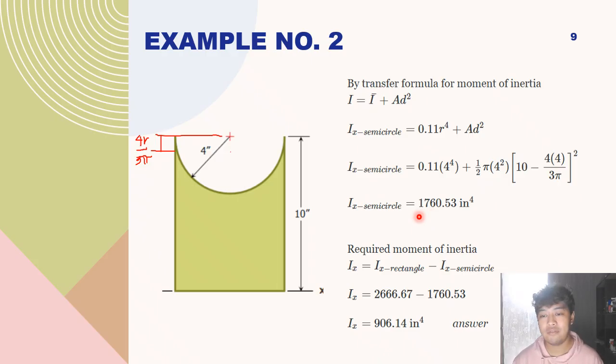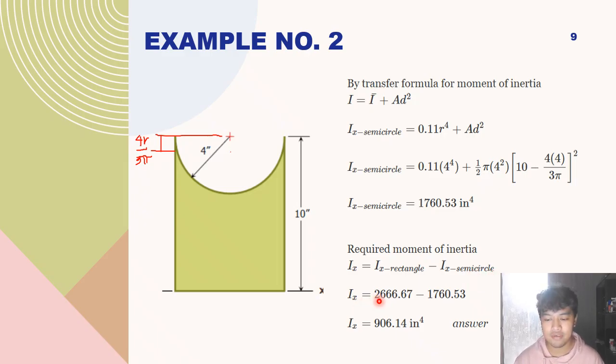So now that we have our moment of inertia for the rectangle and the semicircle, we can now compute the total moment of inertia of the whole thing. That means we have to subtract the moment of inertia of the semicircle from the rectangle. So we have here the Ix with respect to the x-axis, which is equal to the moment of inertia of the rectangle minus the moment of inertia of the semicircle.